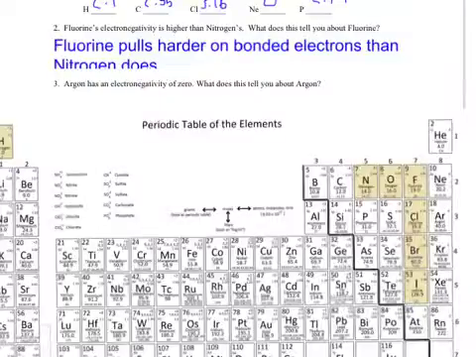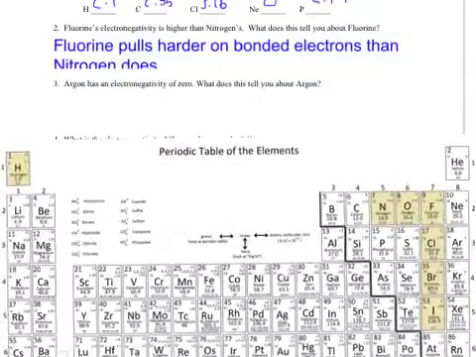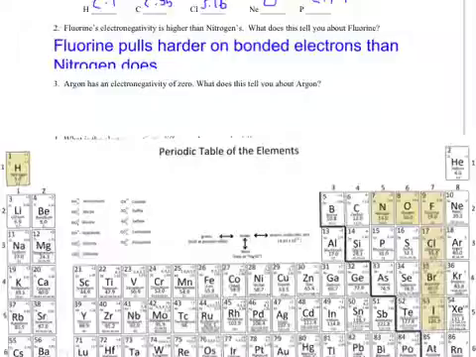Alright, look at number 3. Let's move this down a little bit here. Alright, number 3 says argon has an electronegativity of 0. What does that tell us about argon? Basically, what that tells us is that argon does not form chemical bonds. It doesn't pull on electrons.